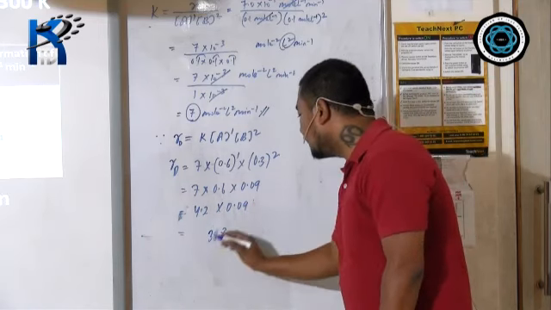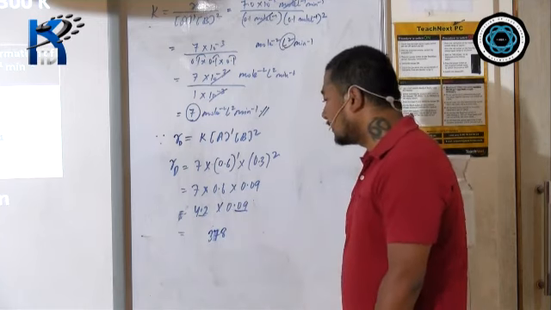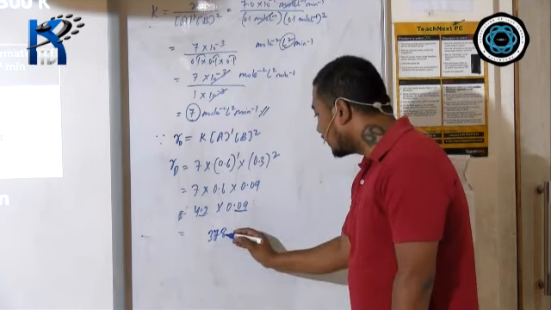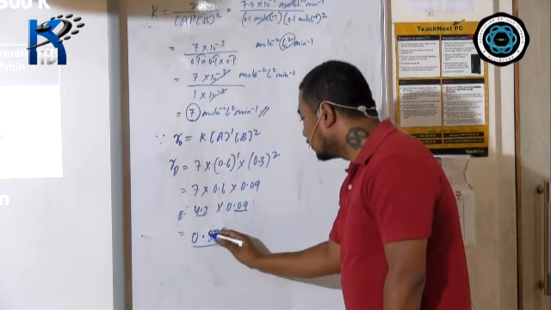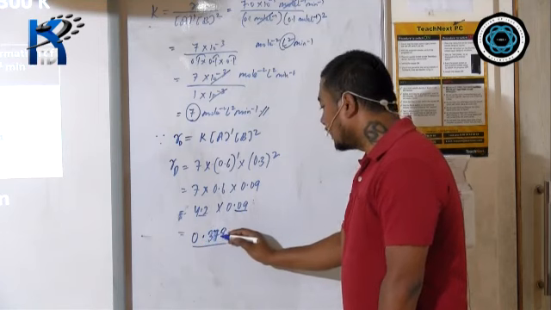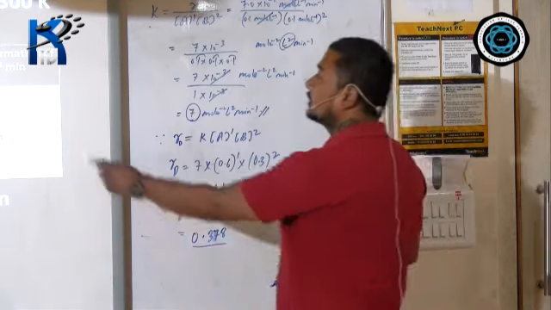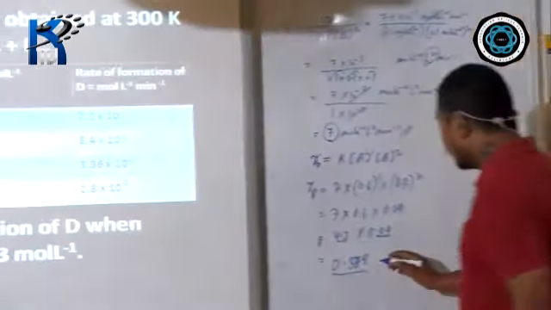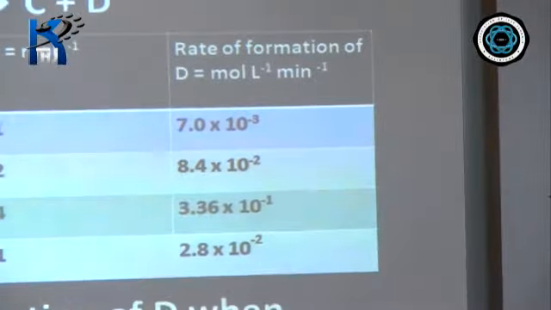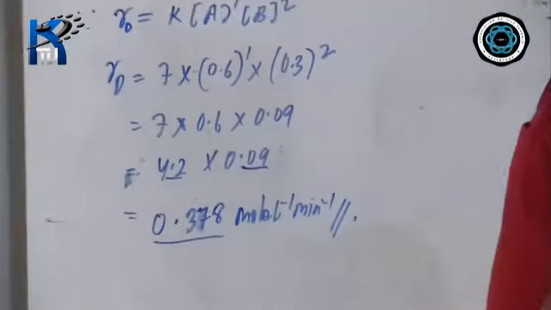After point, how many digits are there? Check. Here is 2, here is 1, that means 3. So put the point after 3 numbers, 1, 2, 3. So the answer will be 0.378. And the unit of R, no need to derive, it is already given in the question, that is mole liter inverse, minute inverse. The same unit you are going to write here, mole liter inverse, minute inverse, and this will give you the answer.